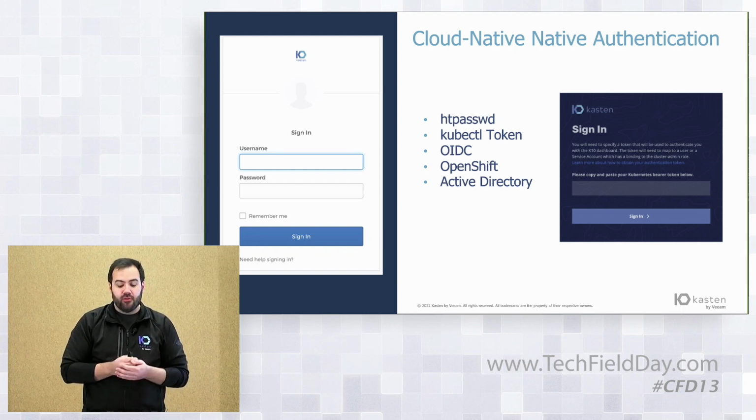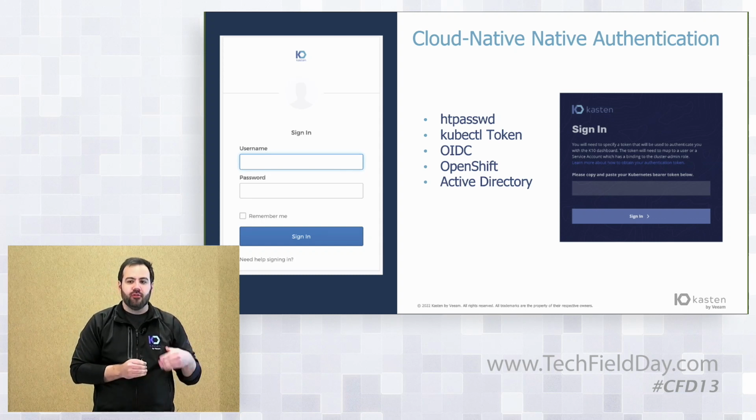You know, we also have direct integration with OpenShift authentication. So if you want to do your user management through the OpenShift interface, that's great, as well as Active Directory, and of course, what we call basic auth, or really HT password.